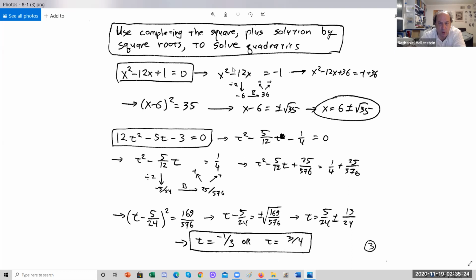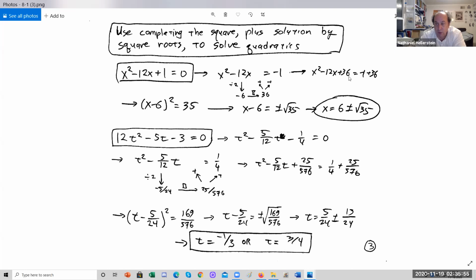Now we can complete the square. We start with negative 12, divide that by 2 and get negative 6. Square the result, gets 36. And add that to both sides of the equation, to keep it algebraically balanced. On the left side, we get x squared minus 12x plus 36. On the right side, we get negative 1 plus 36. Now this on the left is x minus 6 all squared.